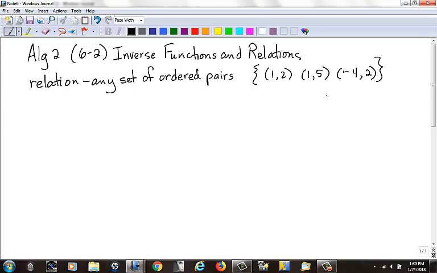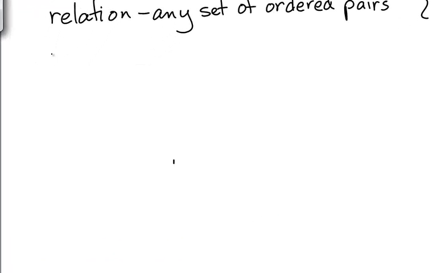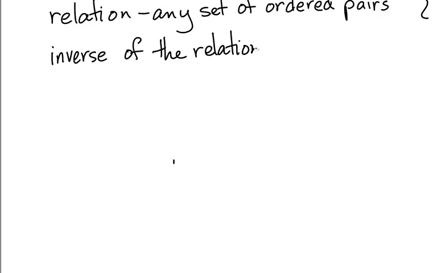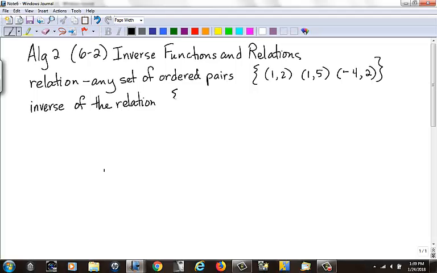Okay. If they ask you for the inverse of the relation, the inverse, you just interchange the x and y. If they give you a set of ordered pairs, the inverse would be (2, 1), (5, 1), and (2, -4). Okay, and that is the inverse.